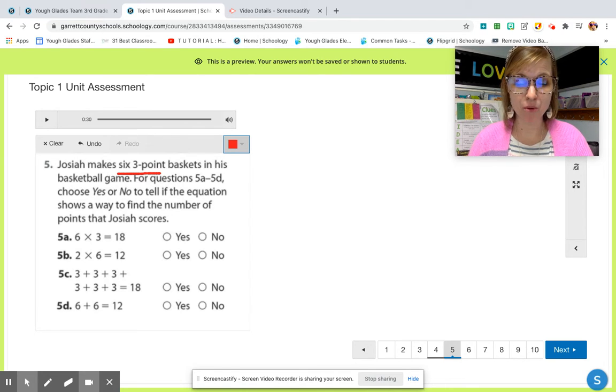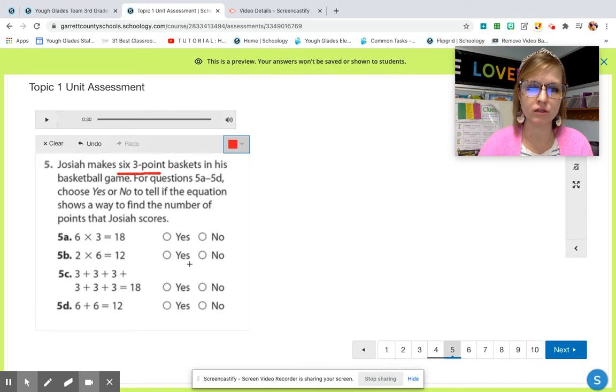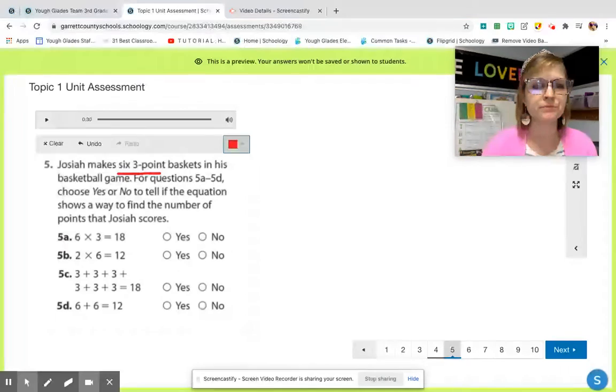6 3-point baskets. So you have to look at each of these and you have to answer them, yes or no. 1, 2, 3, 4. So let's look at this 5A. 6 times 3 equals 18. Yes or no? Look at what you have here. Could I use 6 times 3 equals 18 to find out the number of points? Yes or no? Now look at 5B. What about 2 times 6 equals 12? Yes or no?